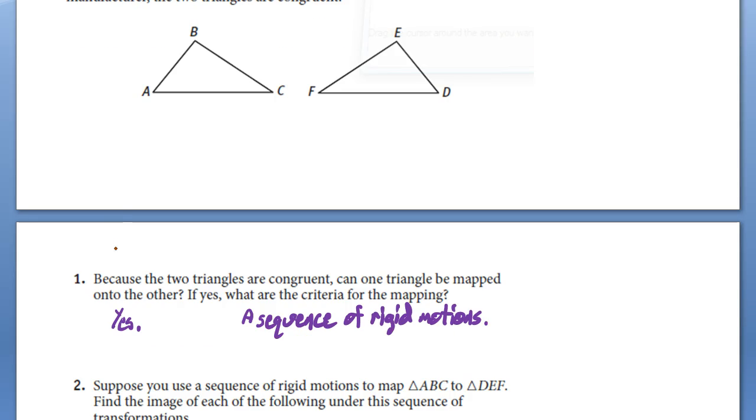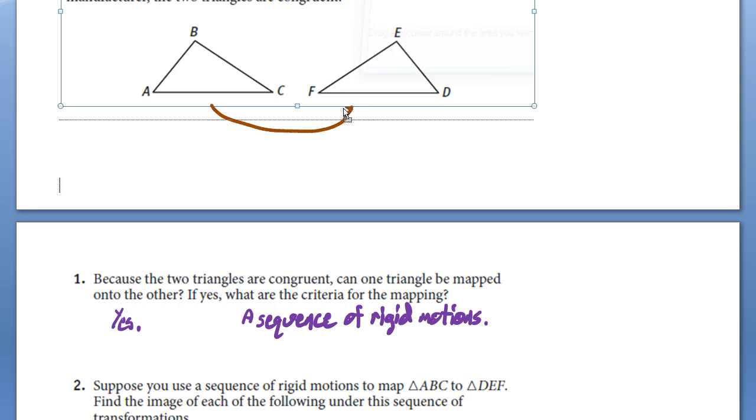Number one, because the two triangles are congruent, can one triangle be mapped onto the other? And the answer is yes. That was the content of the previous lesson. If you can find a sequence of rigid motions that maps this triangle onto this triangle, then we know that they're congruent. And I think it could be as straightforward as reflecting triangle ABC to the other side of this line. It would land smack dab on that triangle.